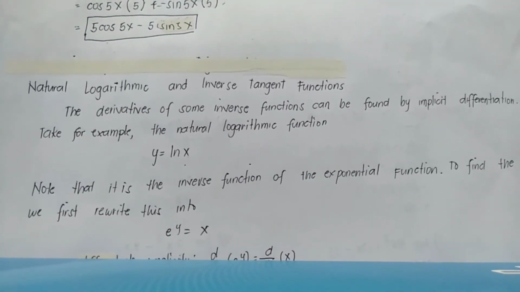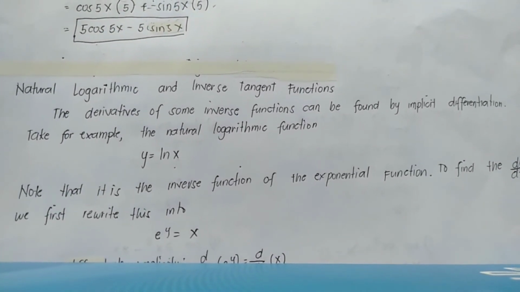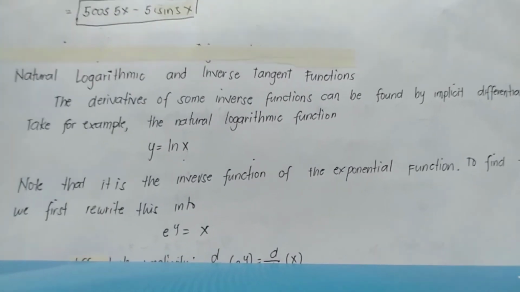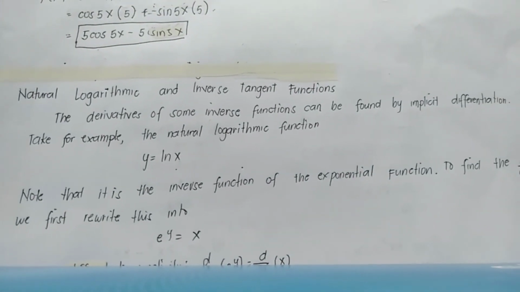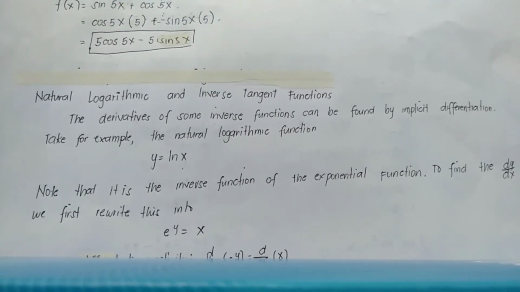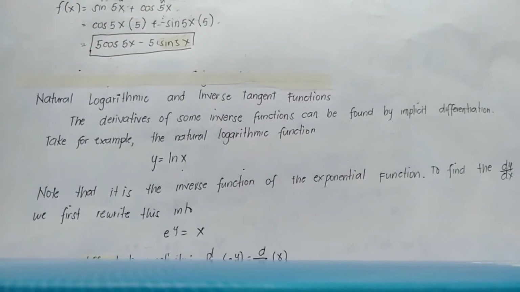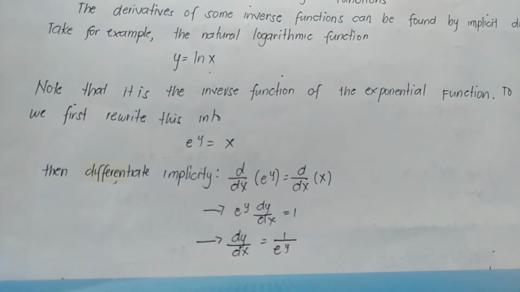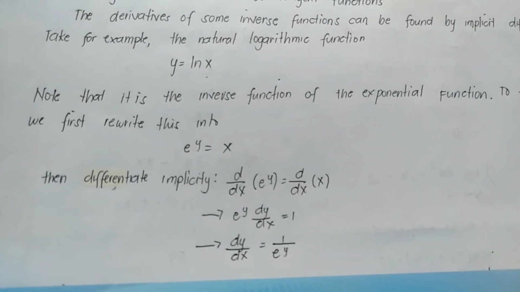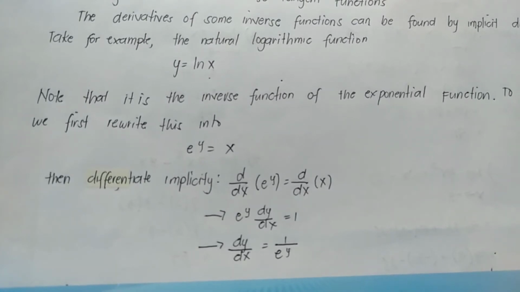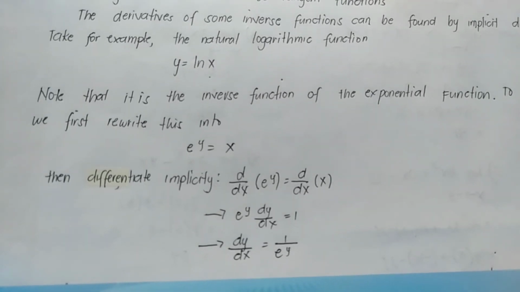The natural logarithmic and inverse tangent function. The derivatives of inverse functions can be found by implicit differentiation. Take for example the natural logarithmic function y is equal to ln x. Note that it is the inverse function of the exponential function. To find the derivative, we first rewrite this into e raised to y is equal to x. Then differentiate implicitly. The derivative of e raised to y is equal to the derivative of x, where e raised to y times the derivative of y is equal to 1, and the derivative of y is equal to 1 over e raised to y.